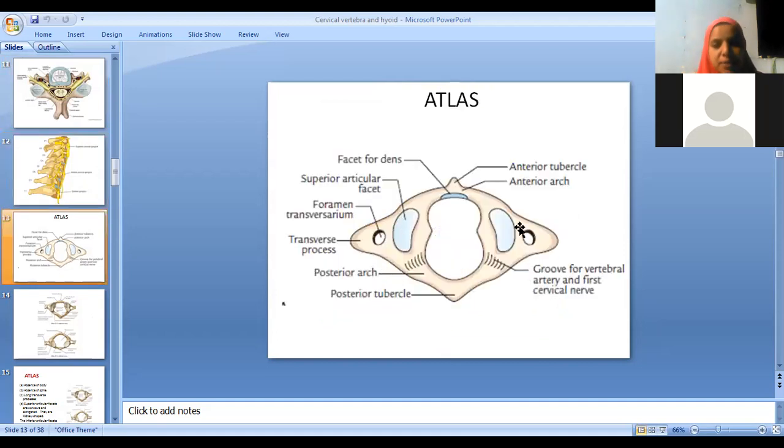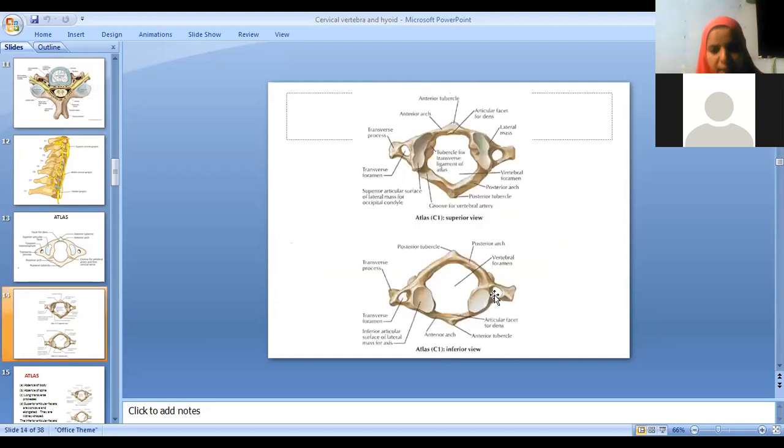So atlas, this is again the superior view only. This is Vishram Singh's picture: anterior tubercle, posterior tubercle, superior articular facet, transverse foramen. Everything we have discussed in the previous pictures along with the attachments. So this is also the atlas, from Netter's atlas picture. This is the superior view, this is the inferior view. The inferior view presents a concave facet in order to articulate with the superior articular facet of the axis vertebra to form the atlantoaxial joint.